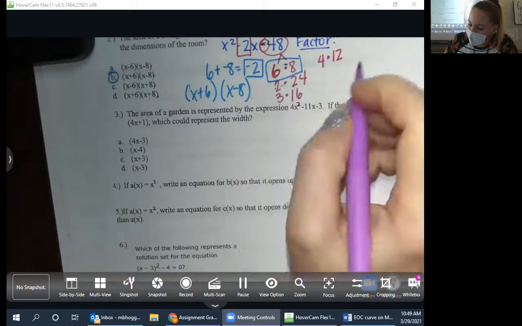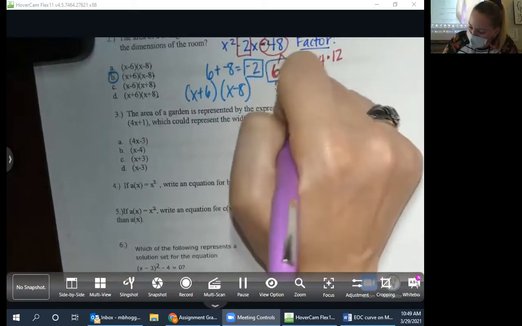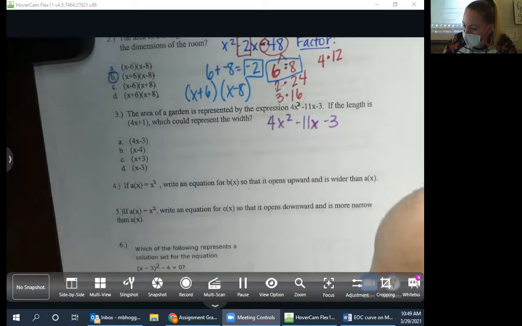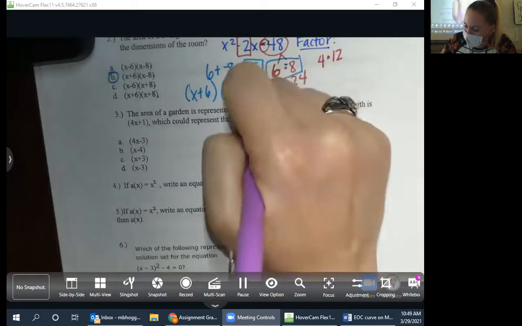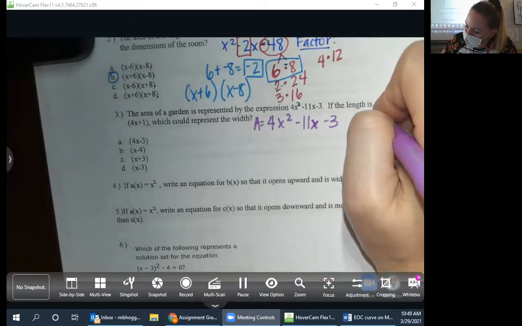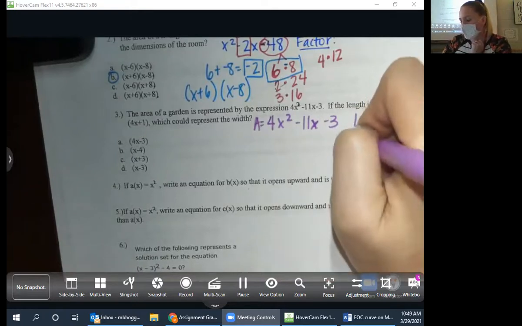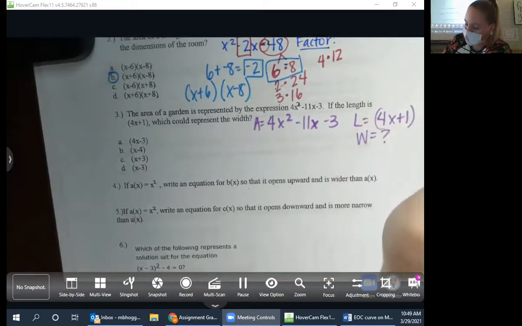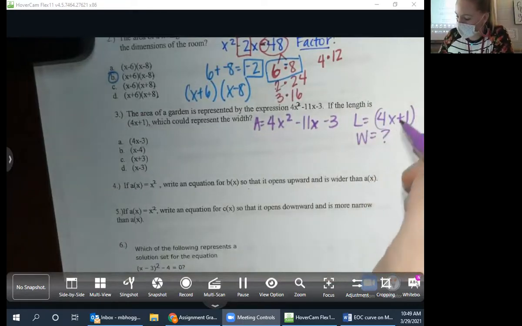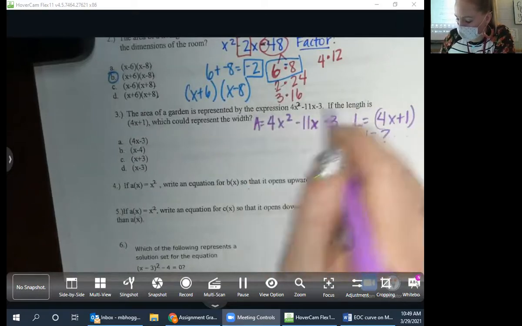The area of a garden, again, they're going to give us the area. It's 4x squared minus 11x minus 3. And they say the length is 4x plus 1. We have to figure out what the width is. We do not know the width. All we know is that it has to multiply by 4x plus 1 and equal this area.